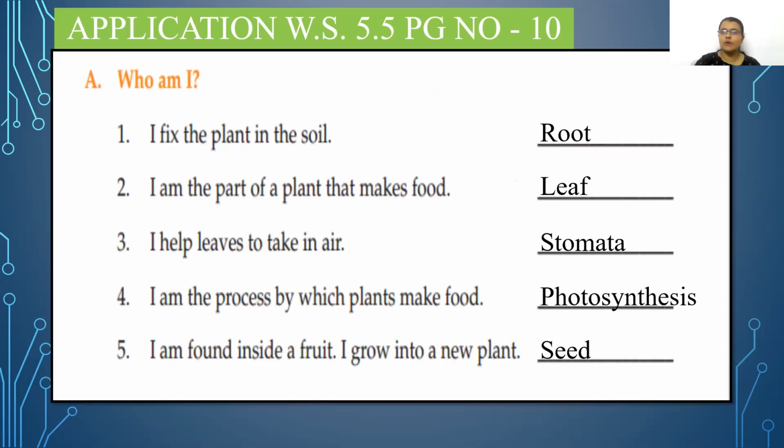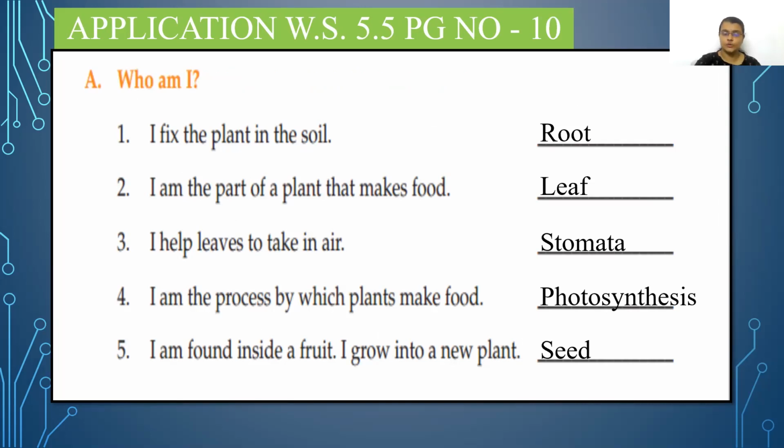Now, application worksheet 5.5, page number 10, A1. Who am I? First one, I fix the plant in the soil. What is the correct answer? Root. Second one, I am the part of a plant that makes food. What is the correct answer? Leaf. Third one, I help leaves to take in air. What is the correct answer?